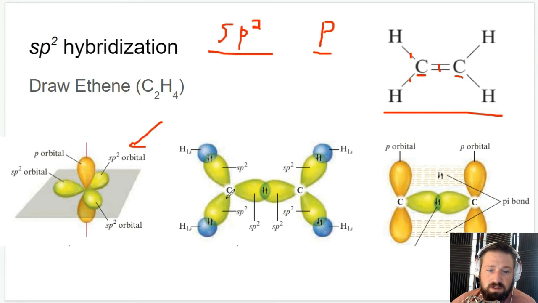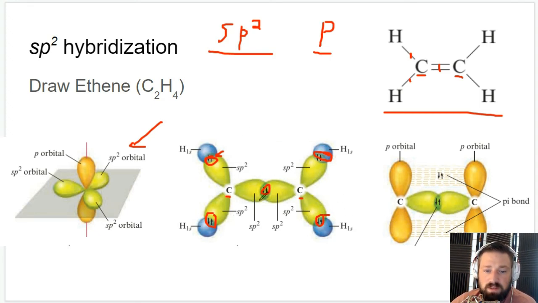So we get something like this, where we have the carbon and carbon. Here are the sp2s. We have the hydrogen, which is going to have an s orbital. And these are all going to be bonded together. And if you see here, we see that overlap. There's overlap, overlap, overlap, overlap, and overlap. All of these are sigma bonds.